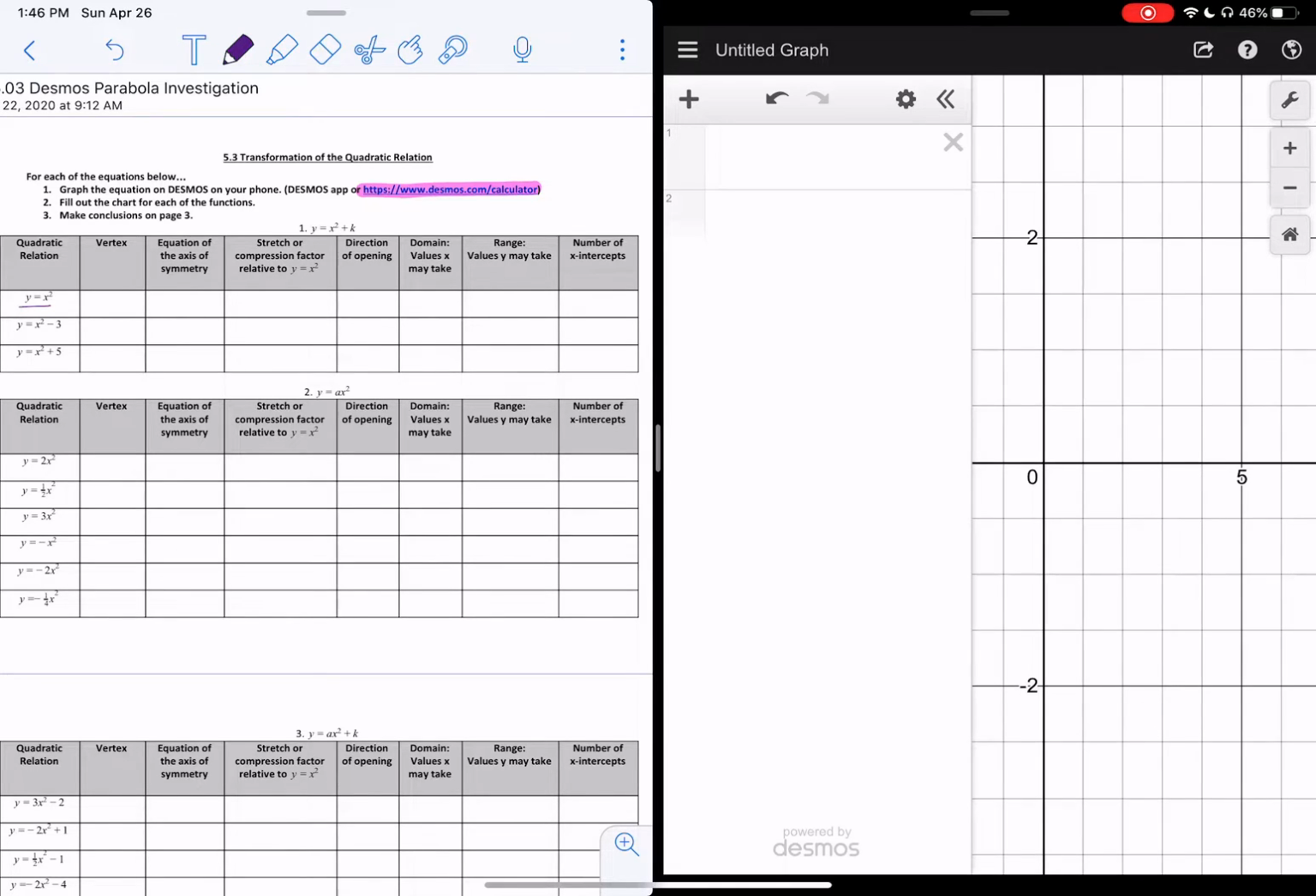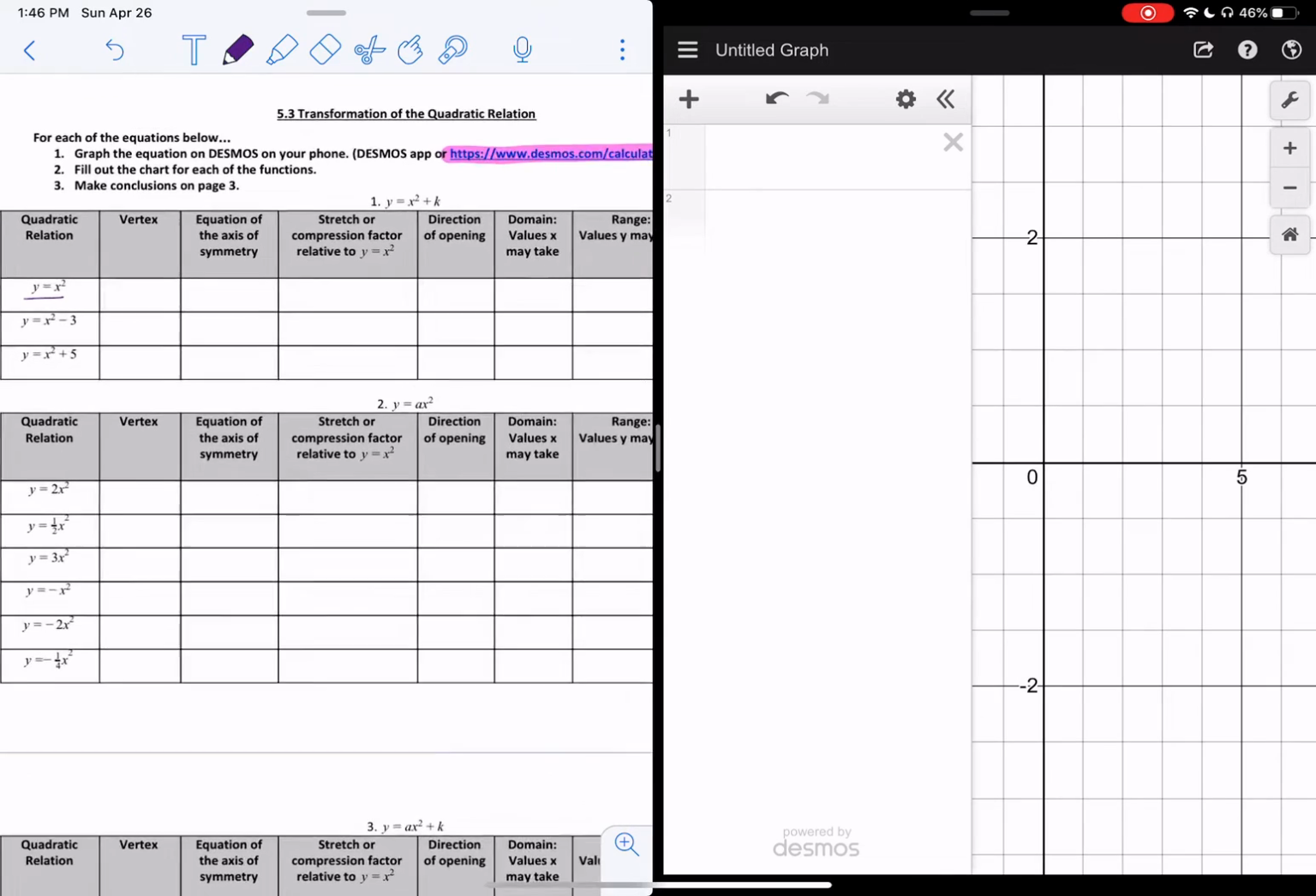So what we'll be doing is looking at each of these relations, and then graphing them on DESMOS. Using our graph on DESMOS, we're going to be filling in this chart, and we will be making some conclusions. Our end goal is to be able to look at an equation and list the transformations that happened from our original parabola, and to start to be able to picture the graph. For this first one, I'm going to do these first three with you.